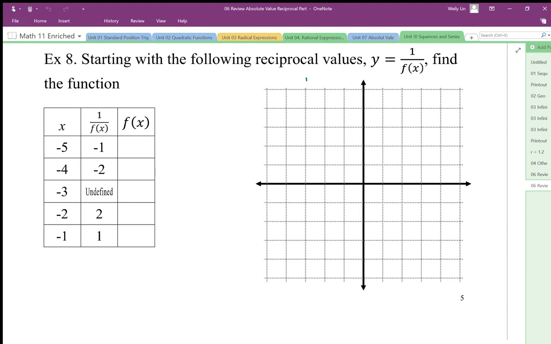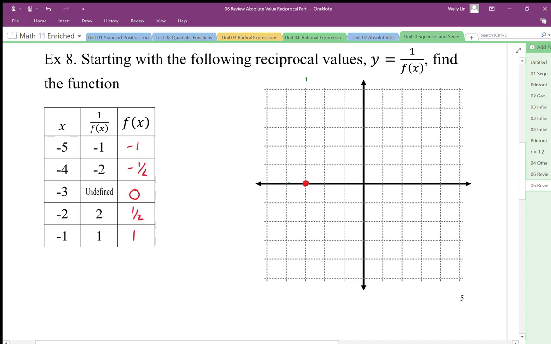Starting with the reciprocal function, 1 over f of x, there's the table of values. What I'm going to look for first is that undefined value, because when we're looking for the reciprocal function, we're looking for the 0, which gives us the vertical asymptote. So go the other way around: we want to find that undefined value, which gives us a 0 position on the f of x function. The rest of it, we can just do reciprocal values and see where they land.